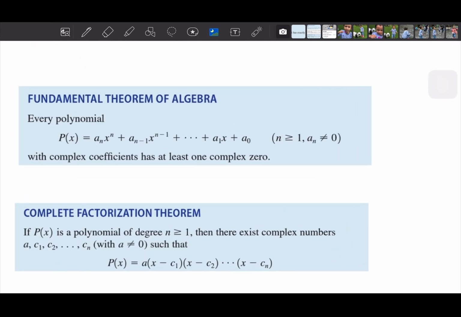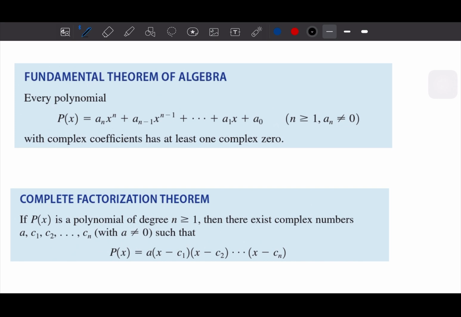Okay, so first is the fundamental theorem of algebra. Every polynomial that has degree equal to or greater than 1, if it has complex coefficients, will have at least one complex zero. Okay.